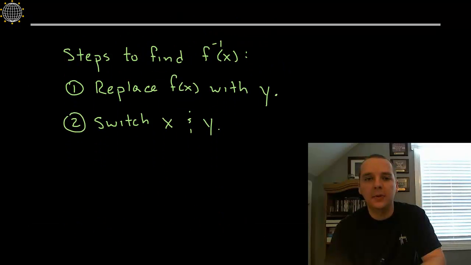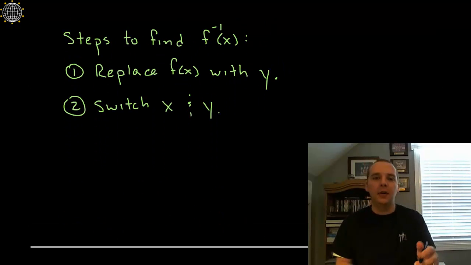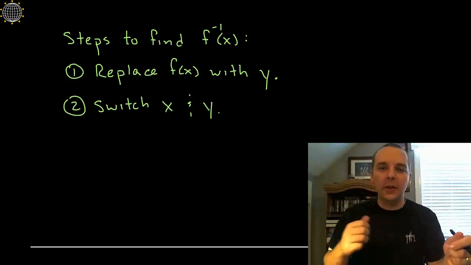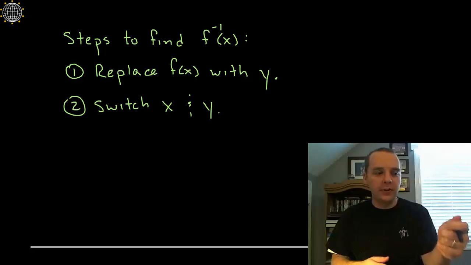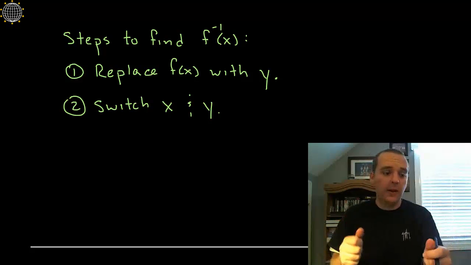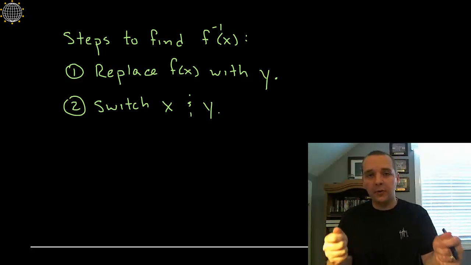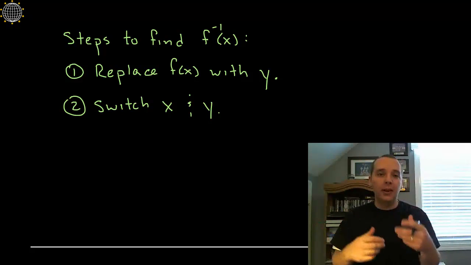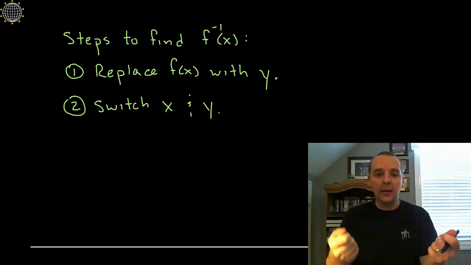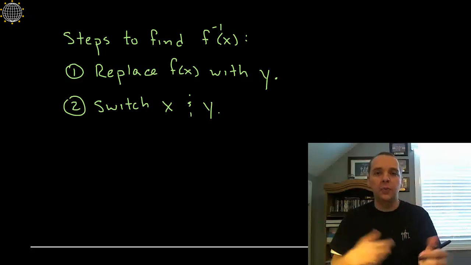Okay, and then step 2, here's kind of the key step. We're going to take the x's and the y's and we're literally going to switch them. So everywhere there used to be an x, we're going to write a y, and everywhere that there used to be a y, we're going to write an x. And in effect, what that's doing is taking a point like a, b and making it the point b, a. That's in effect what we're doing.